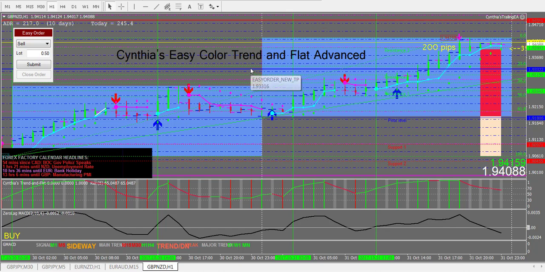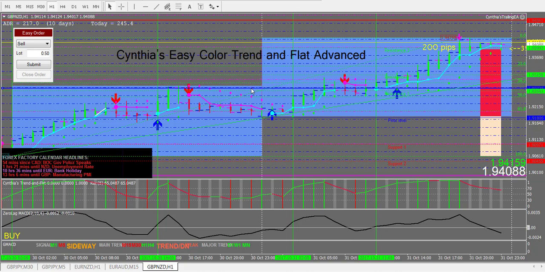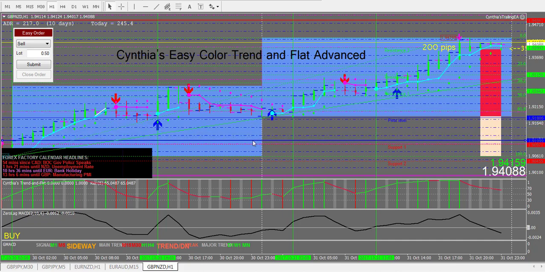Say I want to increase my reward ratio, since I'm selling, I would double click the take profit line right on my chart and drag it all the way down. I can drag it down to the next key level, and I'll explain the key levels very soon here.